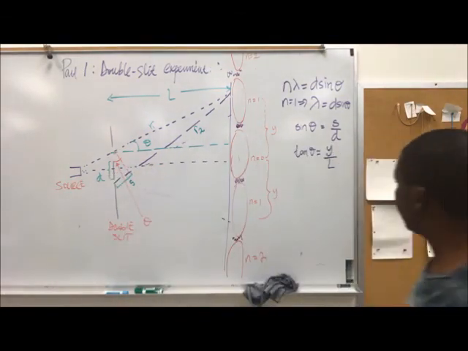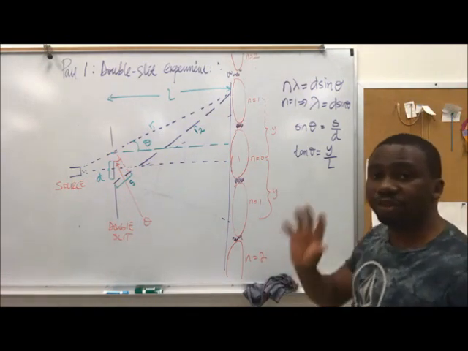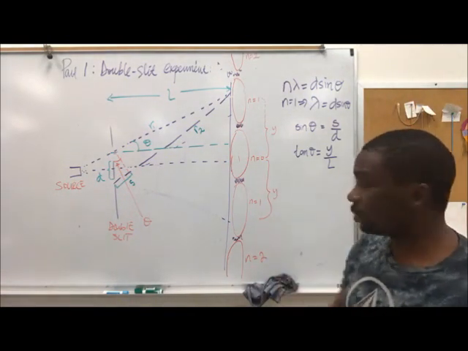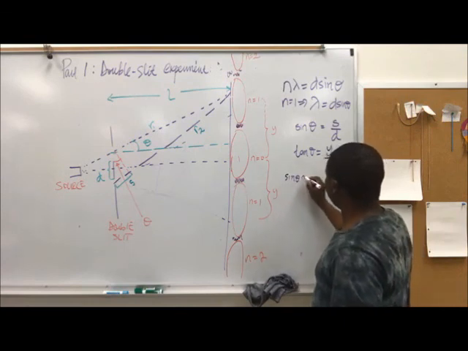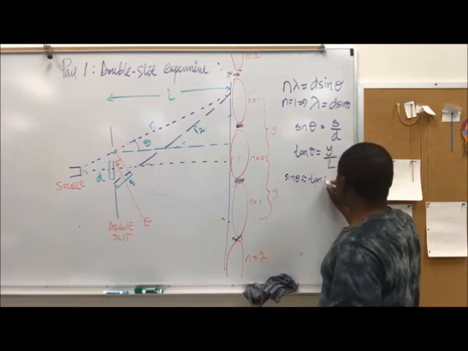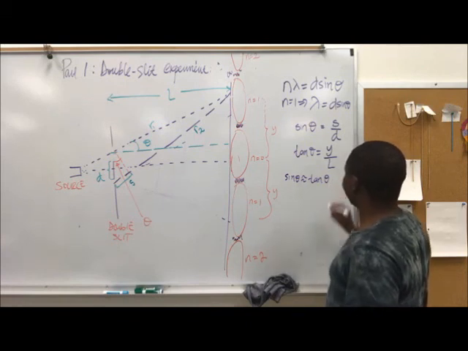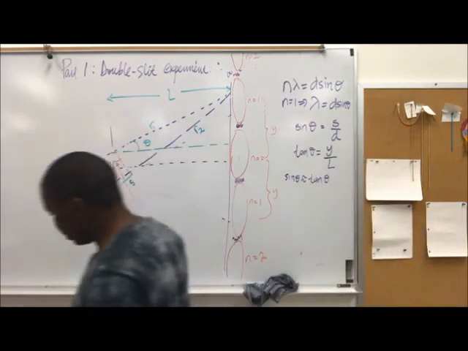Now, for this experiment, we assume we are dealing with very small angles. What does small angle mean? It means the sine of theta is approximately the tangent of theta. All right? That's the approximation we're going to use here.